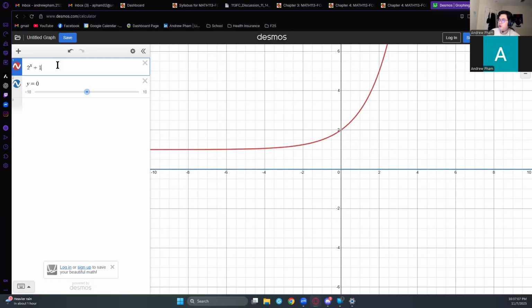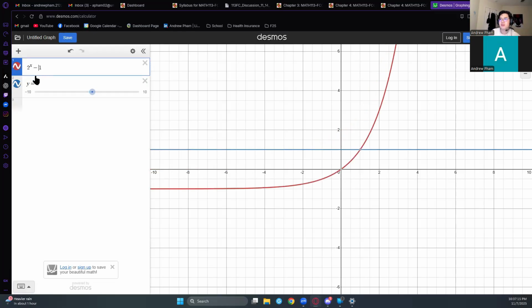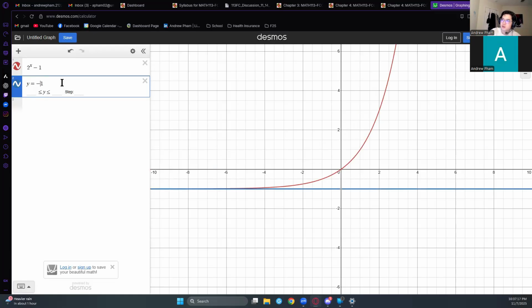If I add 1, as I shift the graph up 1, the horizontal asymptote also goes up 1. Similarly, if I shift the graph down 1, my graph HA will go down 1 as well. So your vertical displacement, your vertical shift down or up for your exponential will dictate the location of your HA. Okay, so you can play around with this in Desmos, and I encourage you to do so.